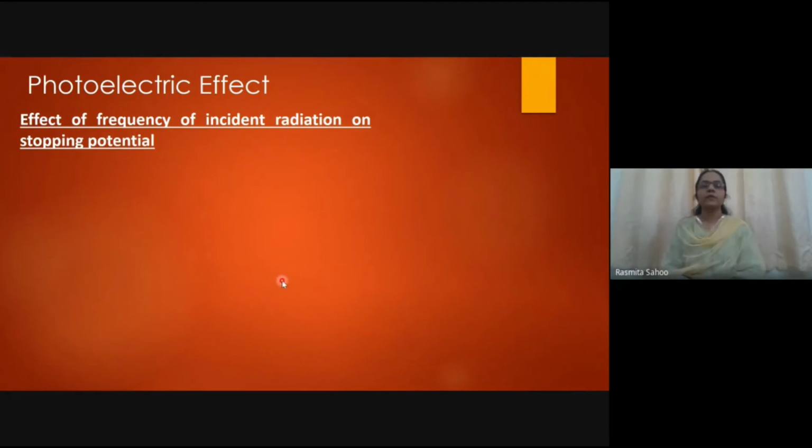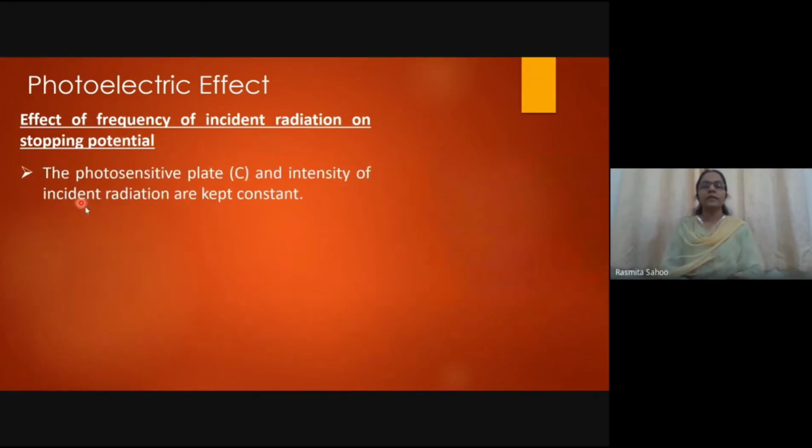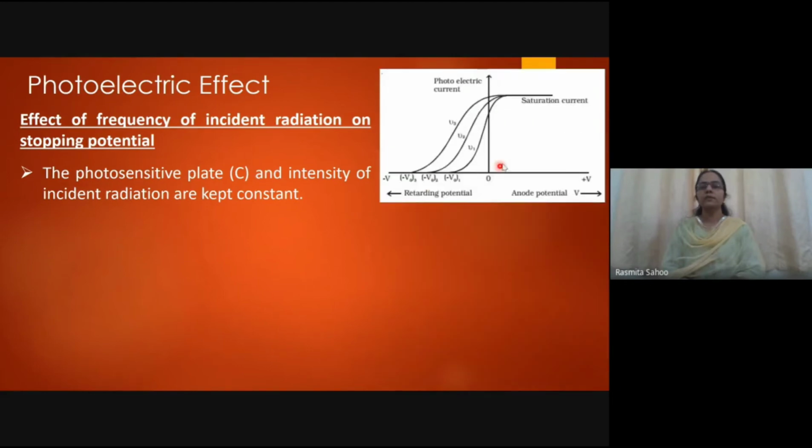Now come to the third effect, that is the effect of frequency of incident radiation on stopping potential. Now they are changing the frequency and seeing what is happening to the stopping potential. The stopping potential, as we have seen till now, does not change with intensity. So they changed the frequency to see whether the stopping potential value changes with respect to frequency. They kept the material of the cathode plate constant, and the intensity of the incident radiation constant.